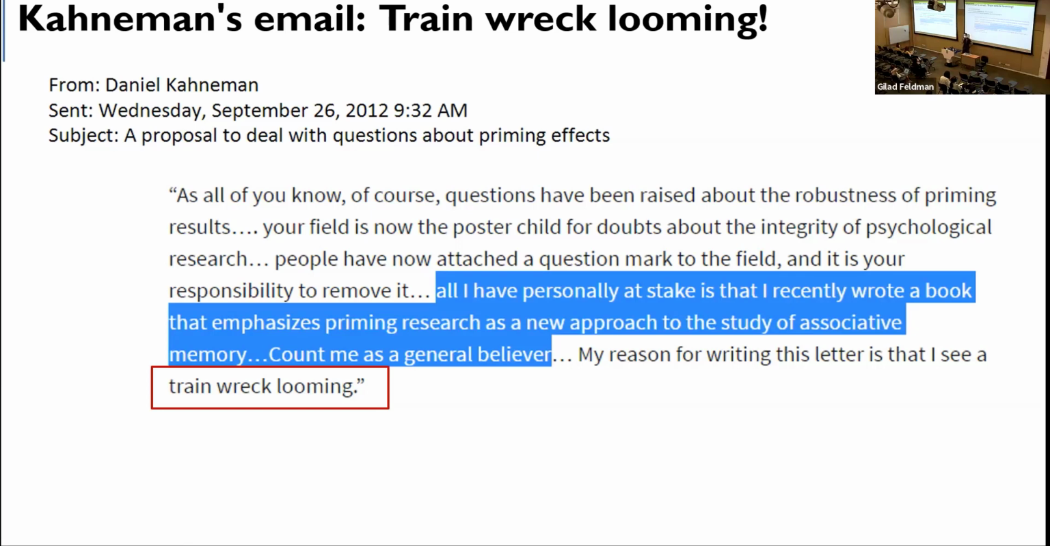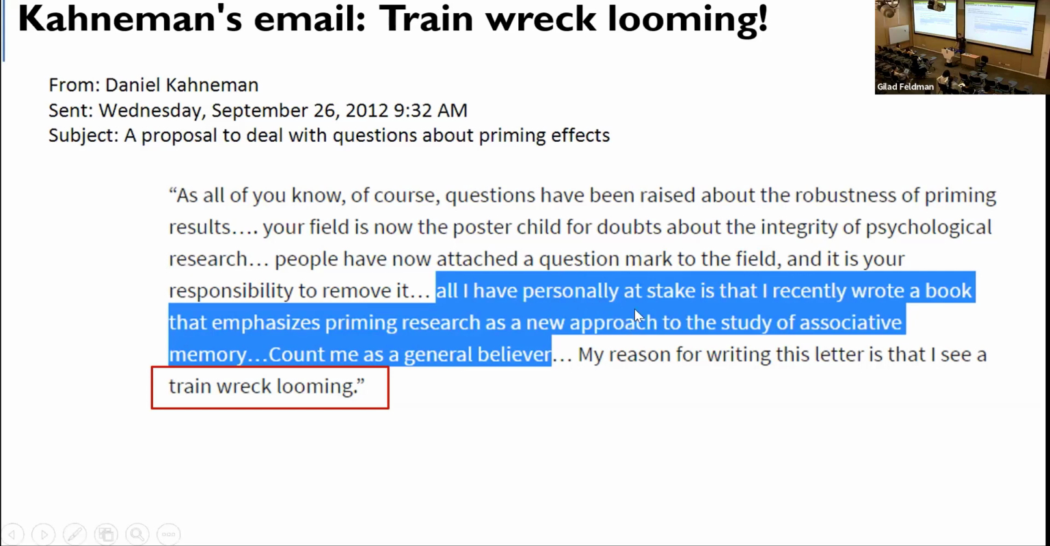So Daniel Kahneman says, as you all know, and he wrote this as an email to all the priming people, including John Bargh, questions have been raised about the robustness of priming results. Your field, priming, is now the poster child for doubts about the integrity of psychological research. Because of you, people are now doubting everything else. People have now attached a question mark to the field, and it is your responsibility to remove it. This is his request as a Nobel Prize-winning psychologist.